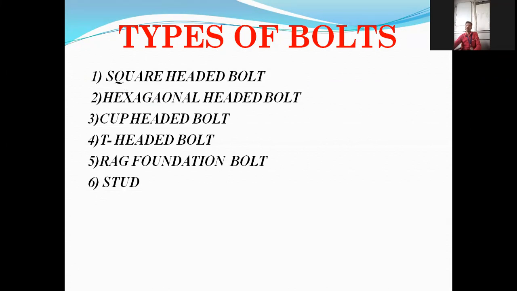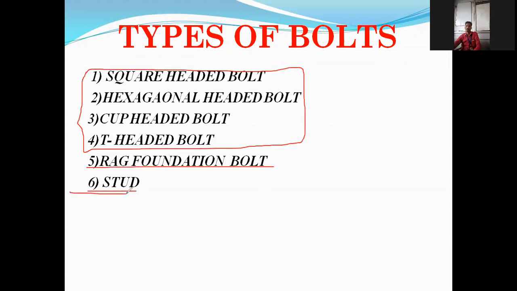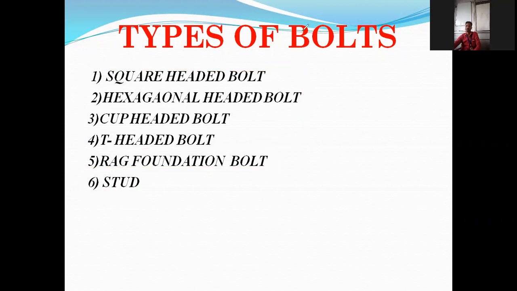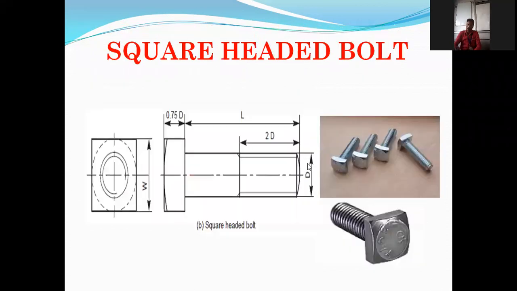Whatever these types are, the first 4 types are named depending upon the head of the bolt. Then the foundation bolt has 2 more types, that we will see. And this one is stud, a special type of bolt. Let us see one by one. Square-headed bolt: its head is square. Can you see it? Whenever we come across a bolt, it is mainly divided into 2 parts. One is the head.